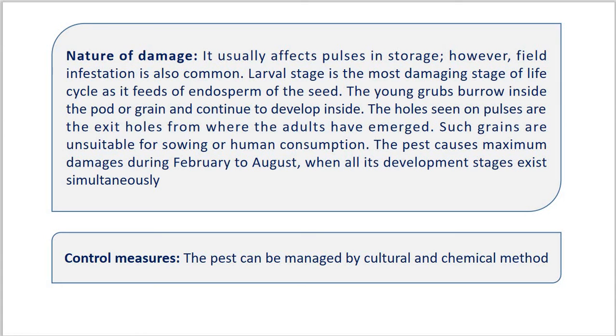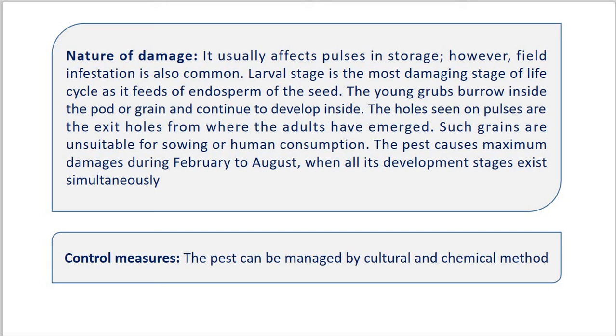Now the young grubs burrow inside the pod or grain and continue to develop inside. The holes seen on pulses are exit holes from where the adults have emerged. Such grains are unsuitable for sowing, and such pulses are also unsuitable for human consumption. The pest causes maximum damage during the months of February to August, when all its developmental stages exist simultaneously. This is all about its nature of damage. Let's come to the control stage.